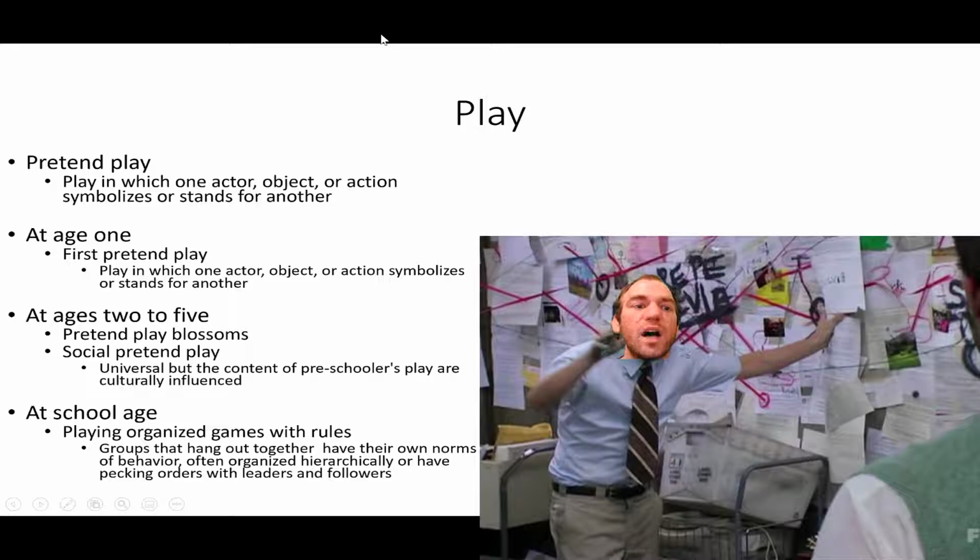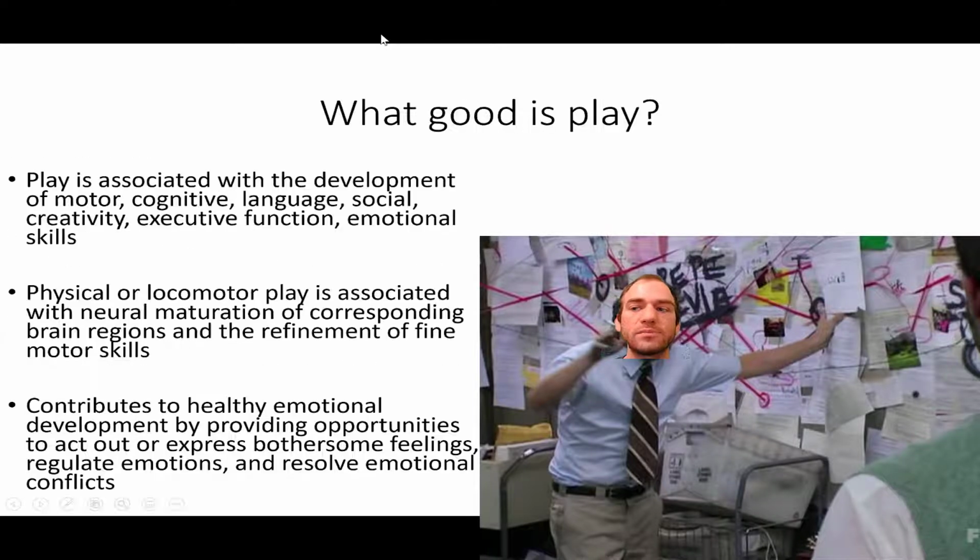And as I stated, play becomes more imaginative with age and more structured with age. Beginning with pretend play, play in which one actor, object, or action symbolizes or stands for another. At age 1 is the first pretend play. At ages 2 to 5, pretend play blossoms. Social pretend play is universal, but the content of preschoolers' play is culturally influenced. At school age, playing organized games with rules. Groups that hang out together have their own norms of behavior, often organized hierarchically, or have a pecking order with leaders and followers. And what good is play?